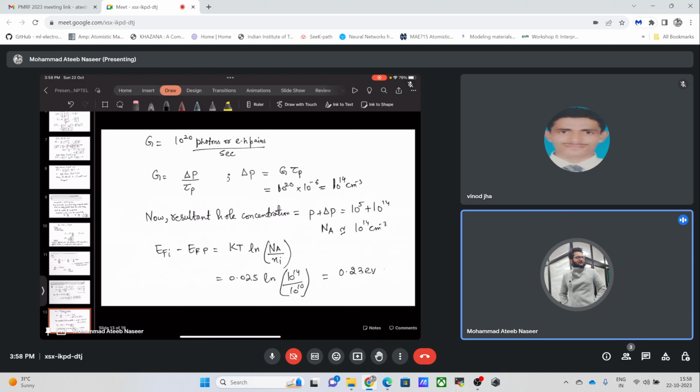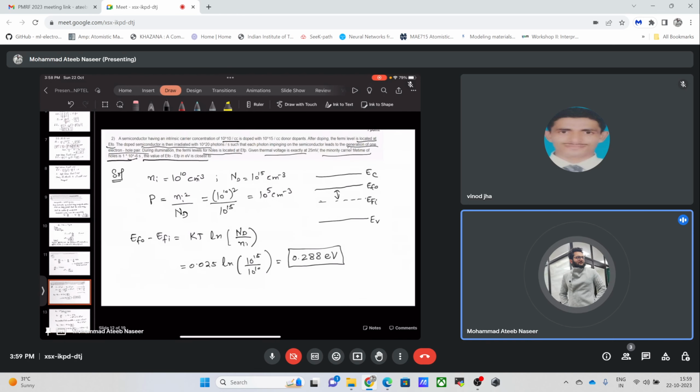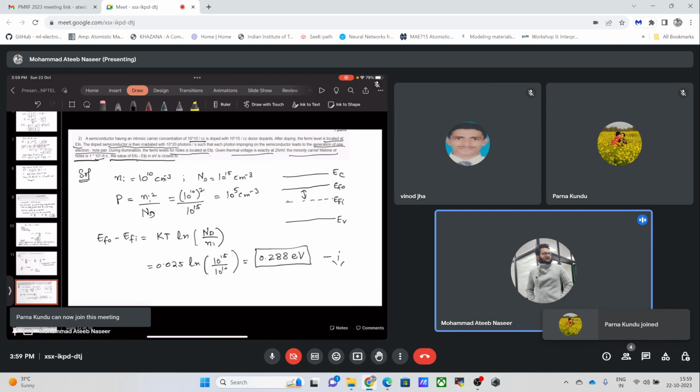Okay, so this is our equation 2. This is our equation 1. We need to find out the difference between the Fermi level, which was EF naught, and the quasi Fermi level, which is located at EFP. So we need to find out EF naught minus EFP.